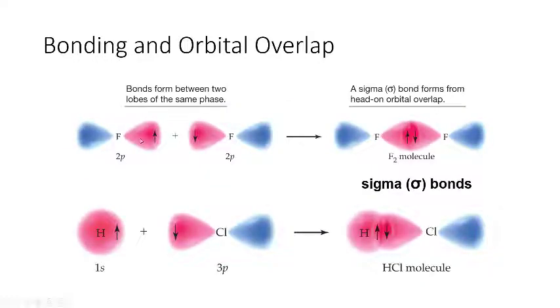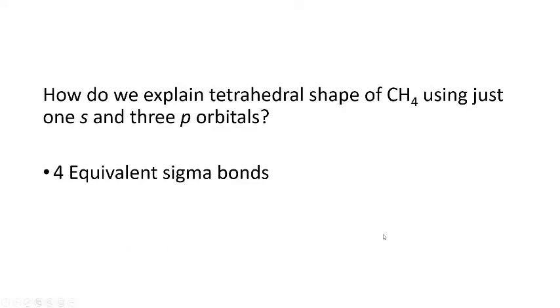Again, we can see the overlap of our p orbitals here to form a sigma bond. But we can also have an orbital overlap between an s orbital and a p orbital, as long as they are both in the same phase. So we can say this red color phase for the s orbital, and then we can have our 3p orbital showing the same sort of phase with opposite spin direction. We can form a sigma bond to form the single bond between hydrogen and chlorine in the HCl molecule.